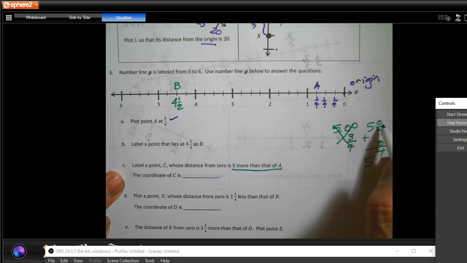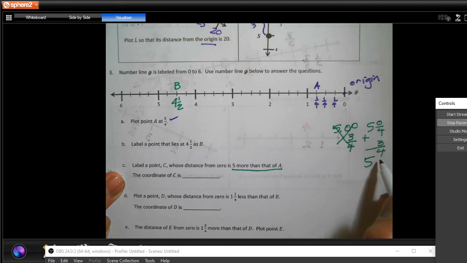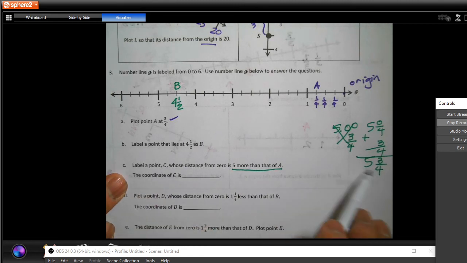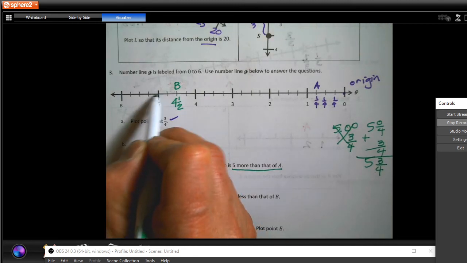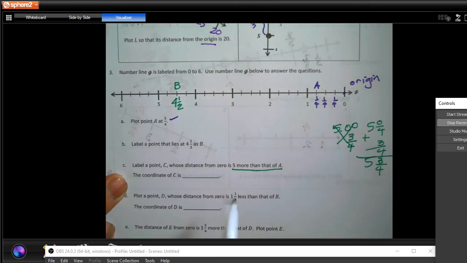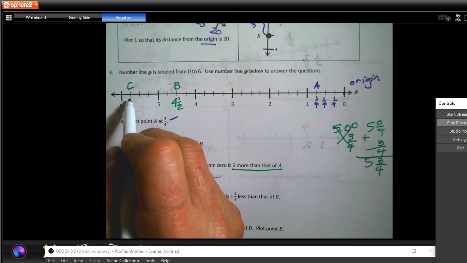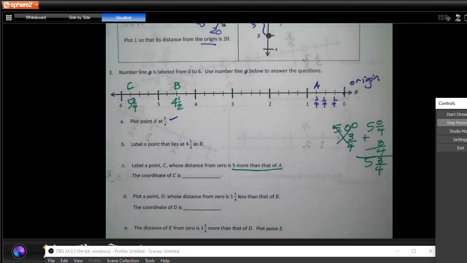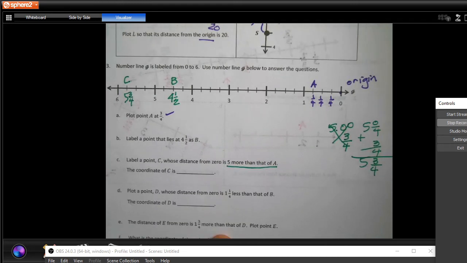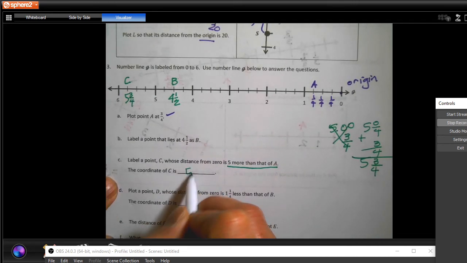So 0 plus 3 equals 3, and the denominators are the same, so C will be 5 3/4. So here's 5, 1, 2, 3. This will be C, 5, 1, 2, 3. Okay, and that's going to be 5 3/4. Got it? All right, and then our next one is, let me write the information down, 5 3/4.